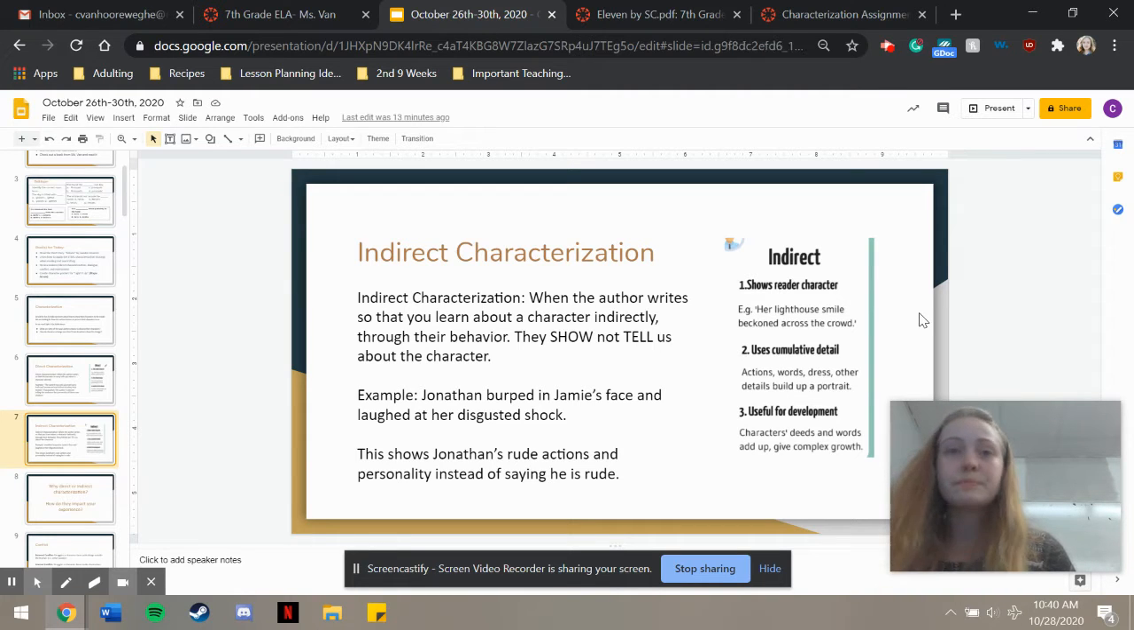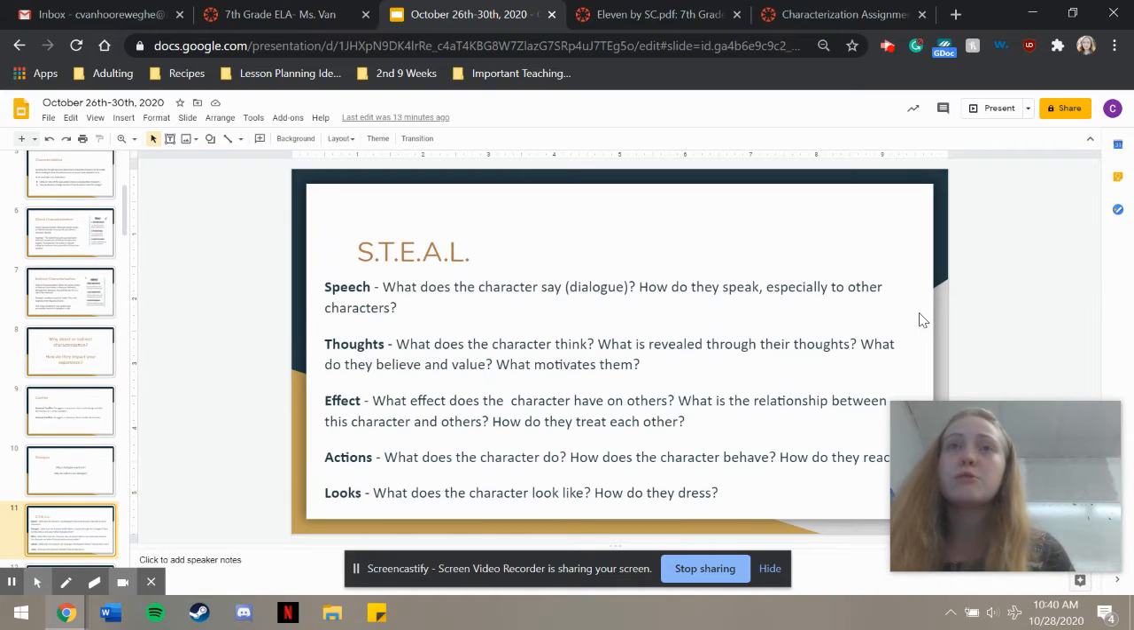One of the things we can use as we read through stories is this strategy called STEAL. It stands for speech, thoughts, effect, actions, and looks. As we read through stories, we can look for these 5 elements of a character, and it will help us learn more about them. This is what we're going to be using in our major grade project for today.